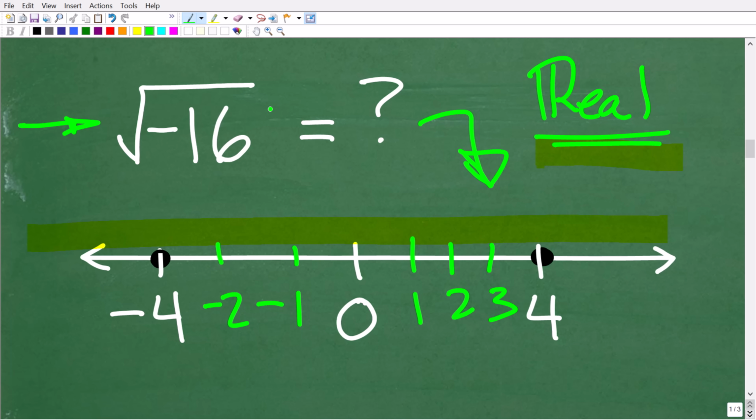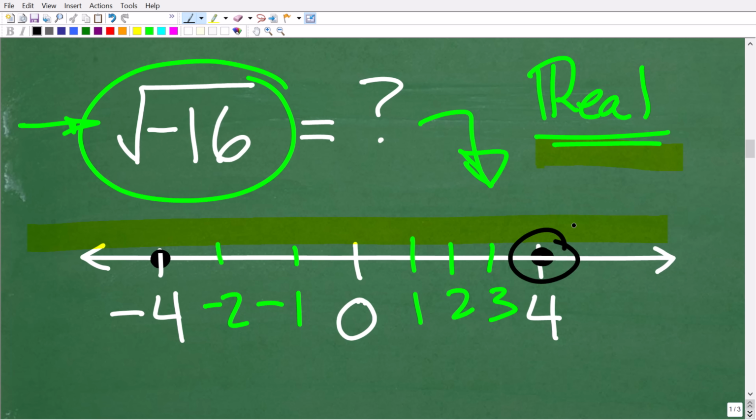So we're looking for the solution to the square root of negative 16. Where is it on this real number line? Well, we just talked about 4 is not the right answer, and neither is negative 4. So maybe the square root of negative 16 doesn't have an answer.